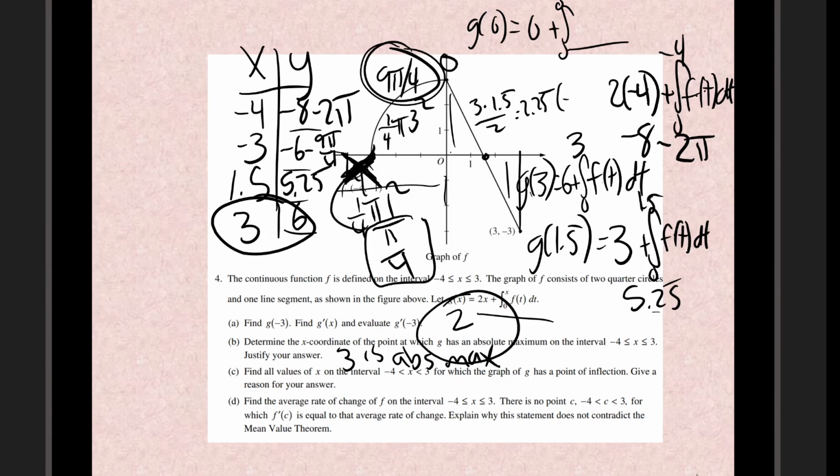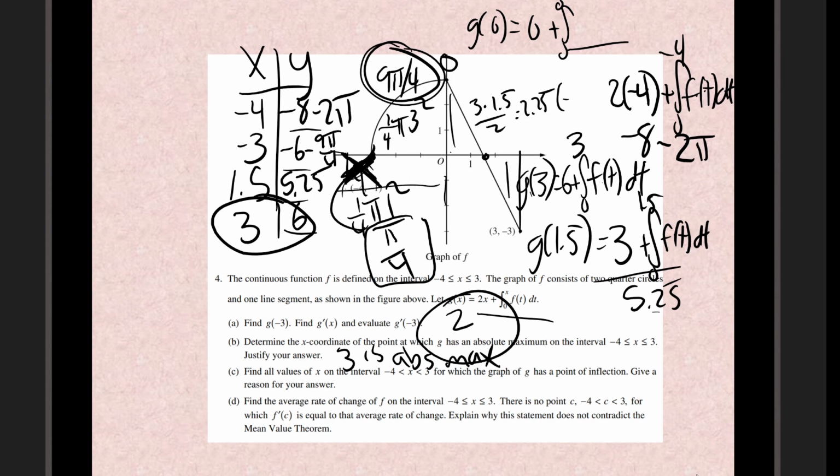Notice how much more work it is to answer these questions for g compared to f. It takes a lot of analysis. I had to do the integrals, find the areas underneath, for each of these calculations for g. Now, the next part says, find all the values of x on the interval -4 to 3 for which g has a point of inflection. Give a reason for your answer.